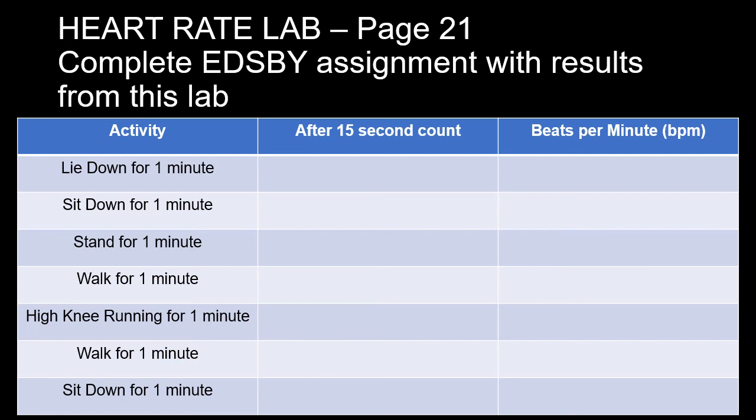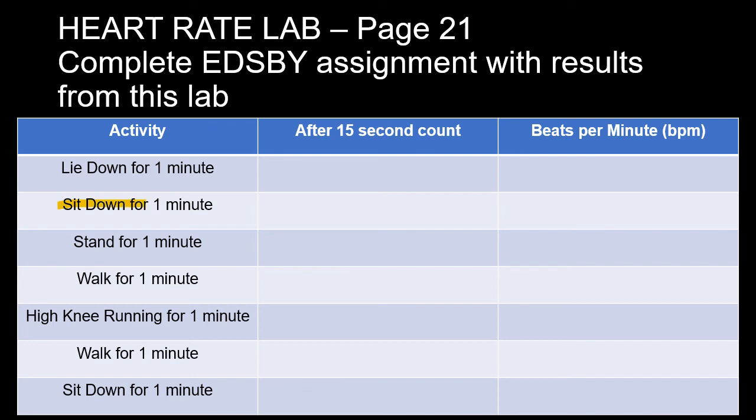This assignment is also going to be on the EDSB assignment, so notice that you're going to write or type in your answers on the EDSB assignment that will go with this lesson. Make sure you have a phone or a watch that you can time how long you're doing each of these activities for. After you lie down for 1 minute and then you take your heart rate, then you're going to go to the second activity, sitting down for 1 minute.